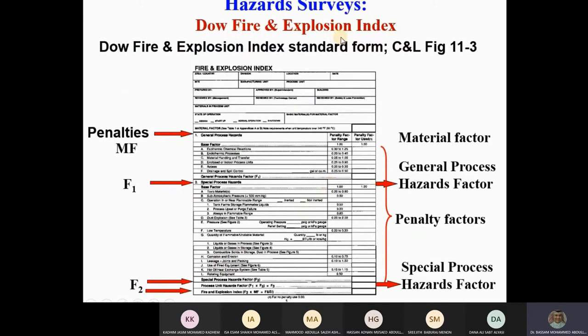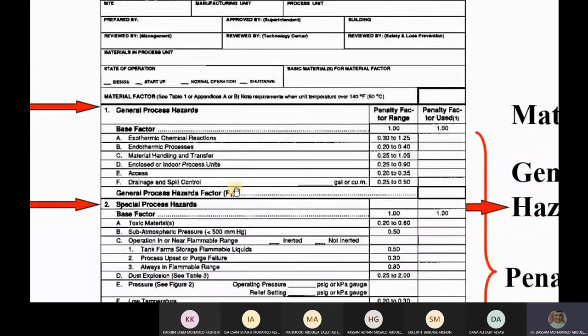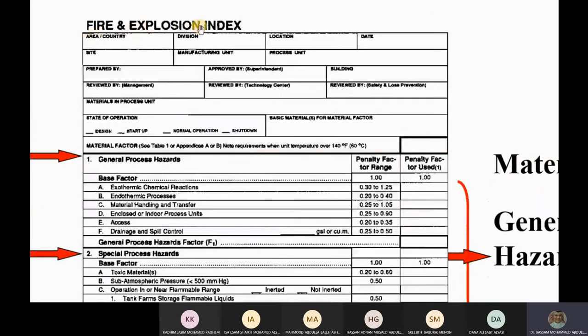What do we have here? Here is the DOW Fire and Explosion Index, the one I just mentioned. And let's have a look. How does it look? For example, let's go at the top. Fire explosion index. The country Bahrain, division, I don't know where, location in Sukhair, process unit, the water desalination unit in Sukhair, the building. This is me. And then you're going to start, for example, with the material factor.